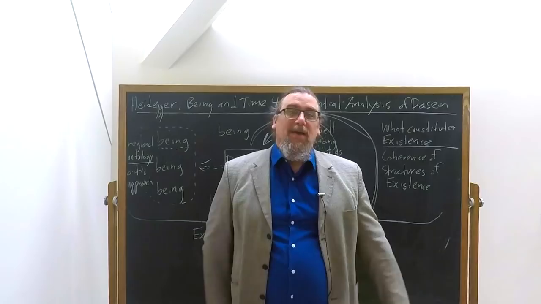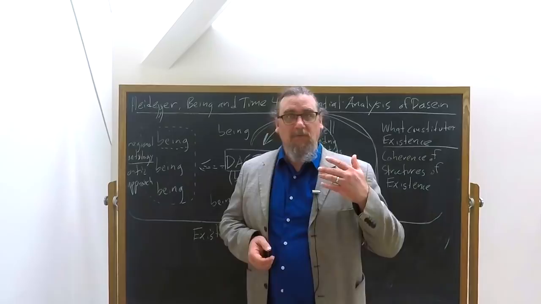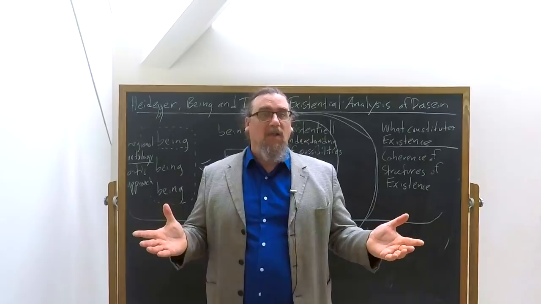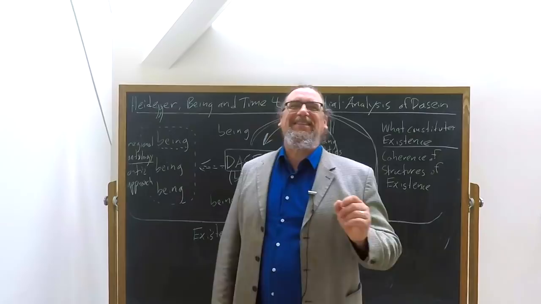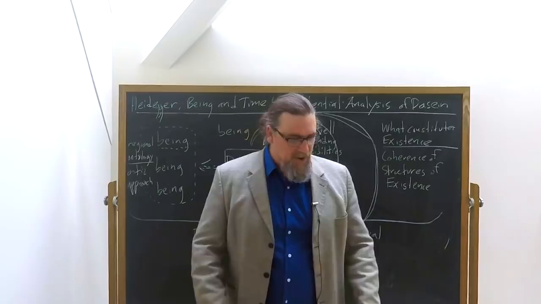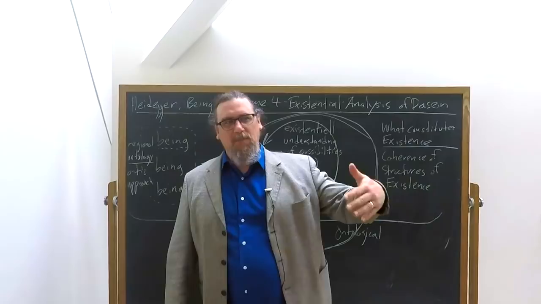In section 4 of Being and Time, Heidegger proposes to us a project, and he calls this by several different names. One is fundamental ontology. Another that we're trying to clarify here is the existential analysis of Dasein. So we've got one word in there that you're probably somewhat familiar with, analysis, although you may not be entirely sure about what it means in this context.